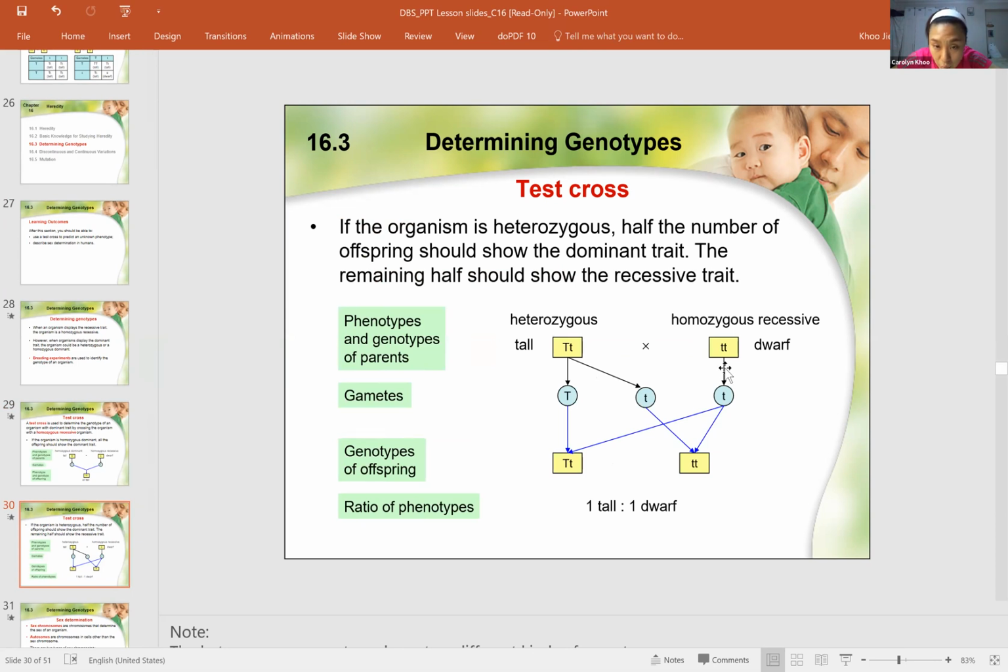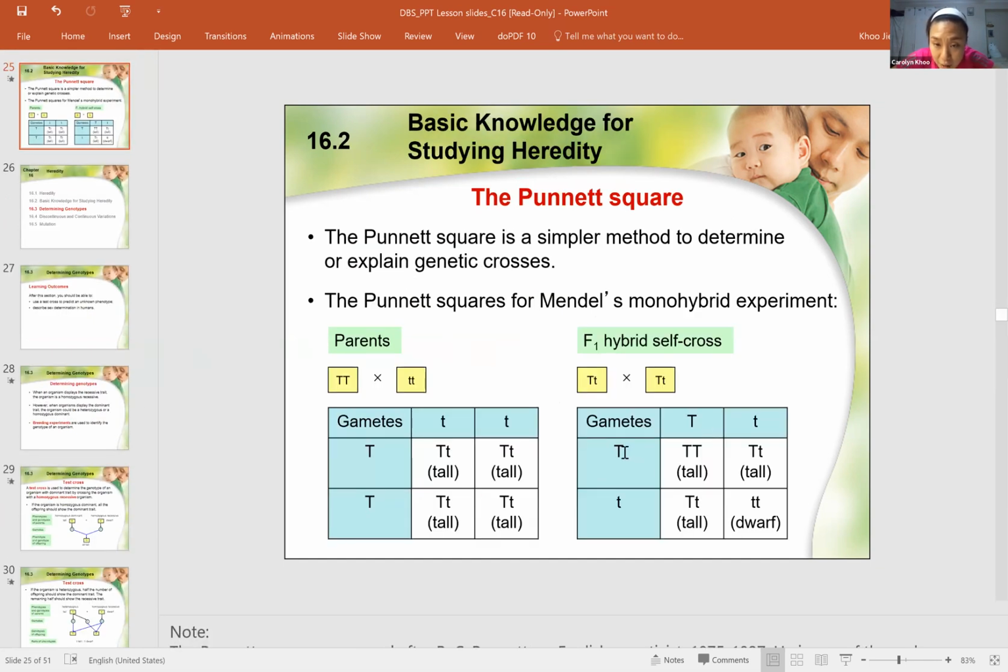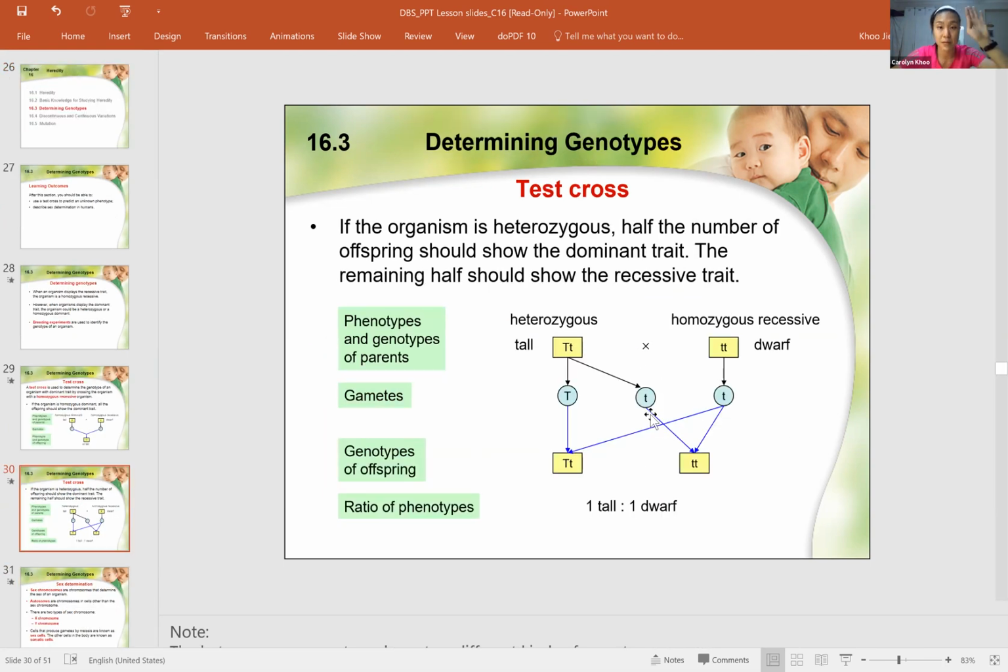Big T, small t. Is there an error here? Big T, big T, big T. Yeah, I said it wrongly. Let me work out my working. There's an error here. This is hybrid test cross. I need to replay this. I'm sorry. If it's a big T with small t, it would be a 1:1 ratio. My bad.